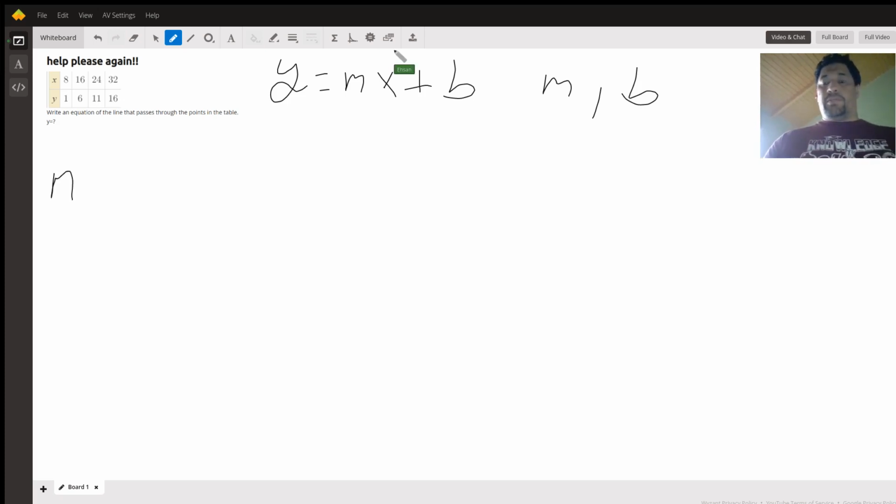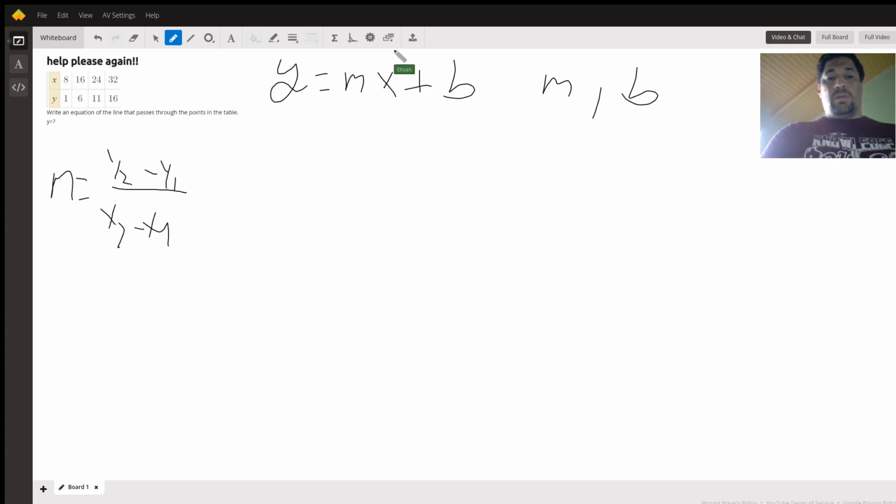Now m is basically the slope of the graph. To find it, use the formula m equals y2 minus y1 over x2 minus x1. So we have the formula here, but now we need to know what y2, y1, x2, and x1 are.